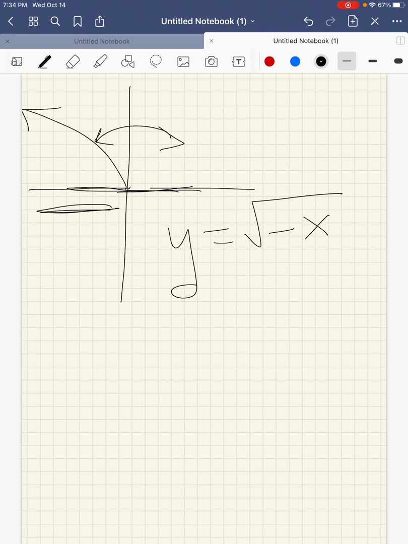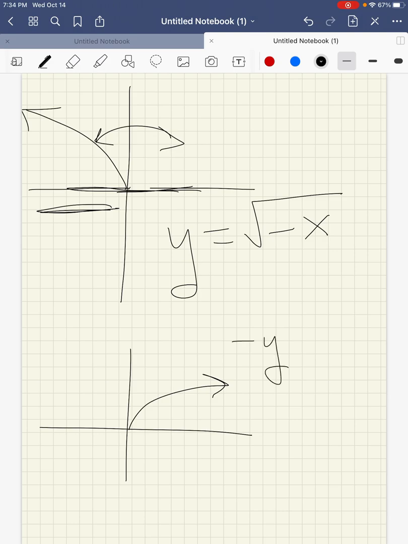So look at the next one. We start out with the same graph, y equals the square root of x. And then it says the graph on the right is the same graph reflected in the x-axis and translated 3 units to the left. So we're changing two different things. So it's reflected in the x-axis, so that means the y value is going to change.